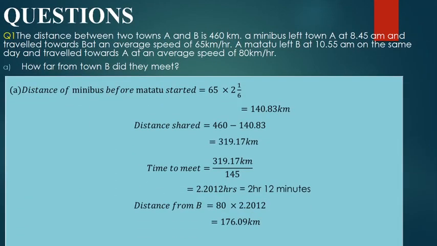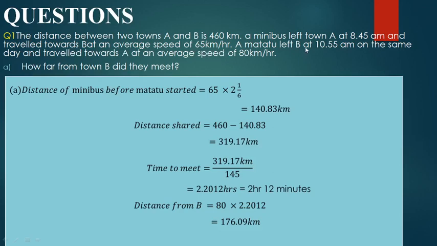Now let us do some practice questions. Question number 1. The distance between two towns A and B is 460 kilometers. A minibus left town A at 8:45 a.m. and traveled towards B at an average speed of 65 kilometers per hour.